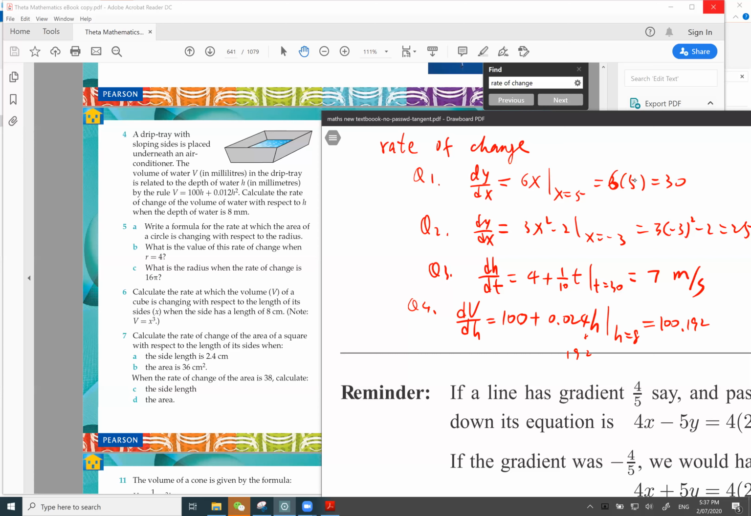Katie, what's the unit here? You don't need to simplify the unit. They told you milliliter, so it's milliliter per millimeter. Like here. Okay. Milliliter per millimeter, that would be number four.